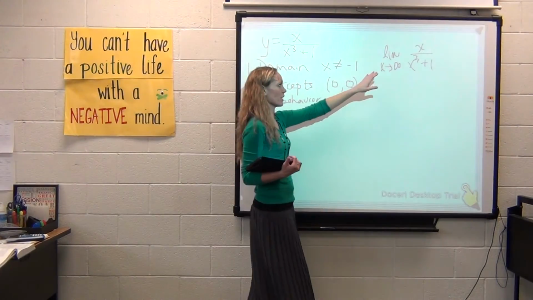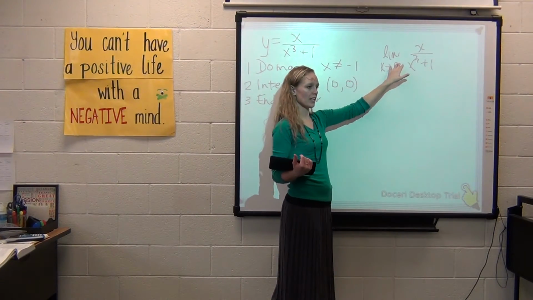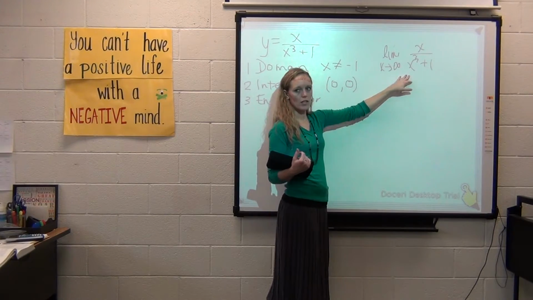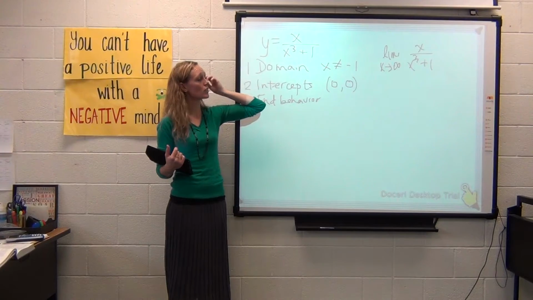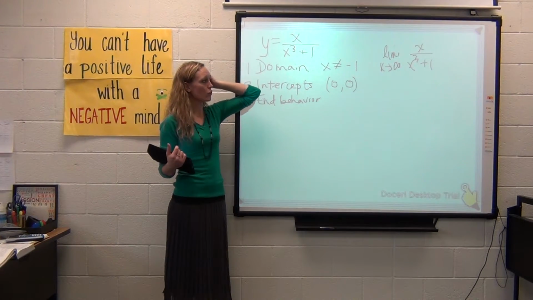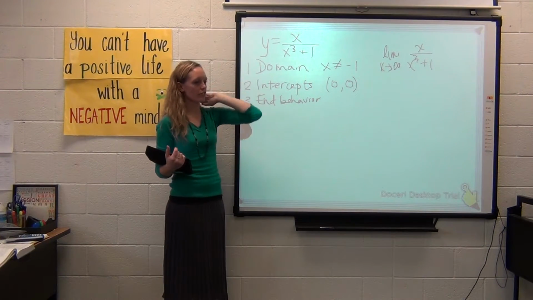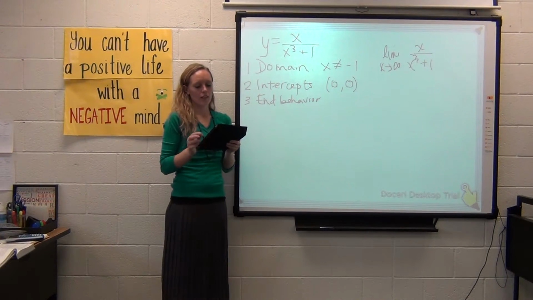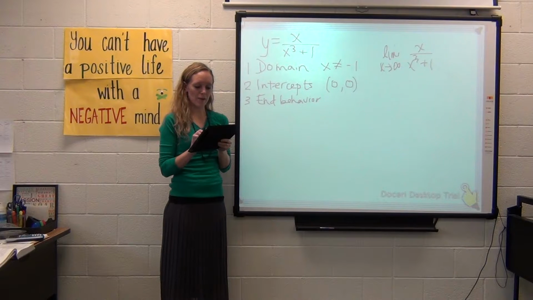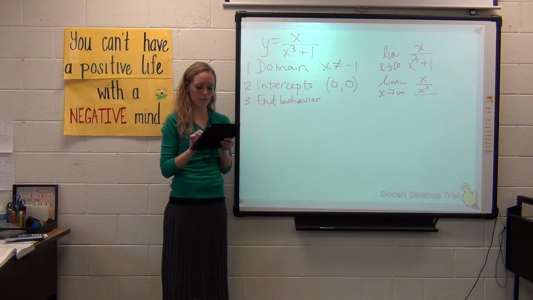What is this finding for us? The limit as x approaches infinity of a function finds horizontal asymptotes. So how do I evaluate the limit as x approaches infinity of a function? You divide by the highest power in the denominator. So this is x over x to the third, divided by x to the third over x to the third plus 1 over x to the third.